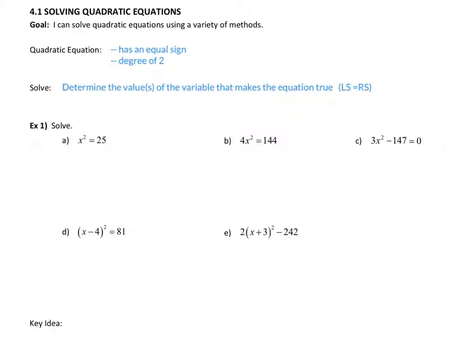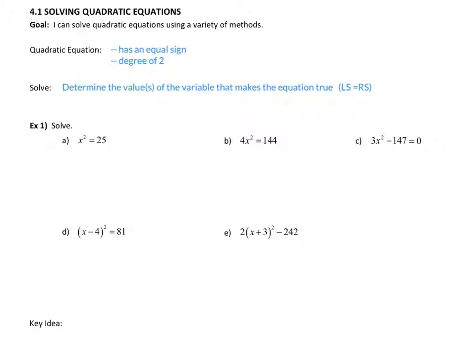which you've had experience in grade 10 and 11 doing. So it really is a review lesson today. Our quadratic equation has an equal sign. That makes it different from just a quadratic expression, and it doesn't have the y, so it's not a function. And it has a degree of 2, of course, because it's quadratic.